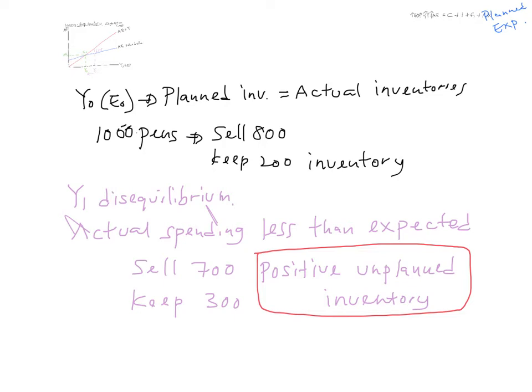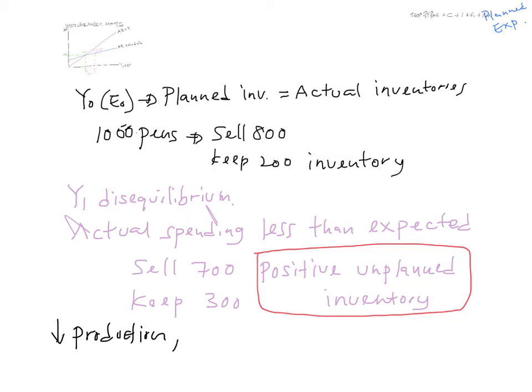Okay, then the question is, what's going to happen now? Well, what happens to the firm now? If you find that you were thinking of selling 800 and keeping 200, but you've sold 700 and keep 300, then what will happen essentially is you will cut production. You will next year produce less because people are buying less, and you might as well sell the old stock first before you start producing more. Right? So firms will cut production.